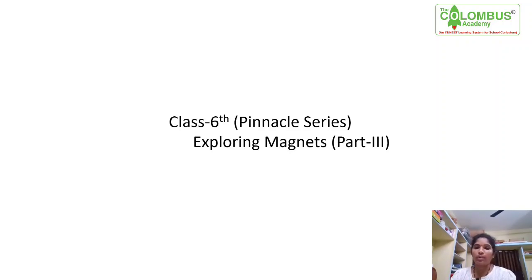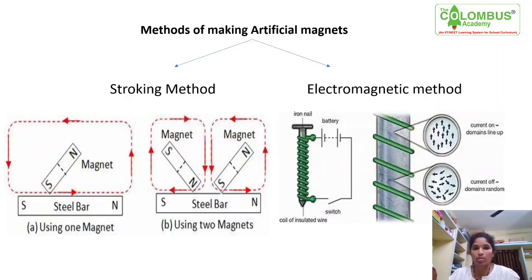Exploring magnets, part 3. Already we studied what is a magnet, what are the properties of magnets, what are the different shapes of magnets, and what are the permanent and temporary magnets. Now we'll start our class with methods of making artificial magnets. So yes, magnets are of two types, permanent and artificial. How can I make artificial magnets?